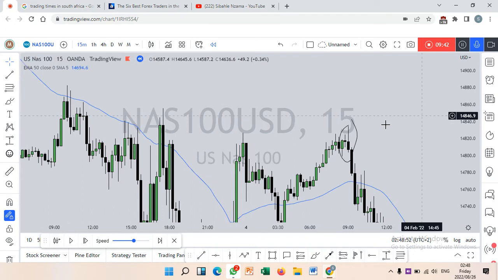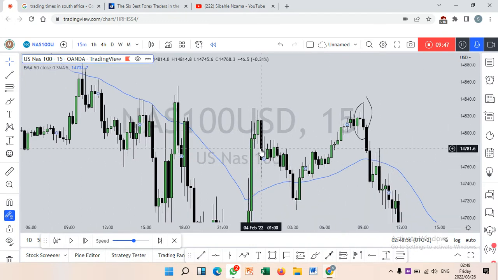This is an engulfing candle. This pin bar is also an engulfing candle. This is an engulfing candle. This is an engulfing candle. A candle that just totally engulfs the previous candle.